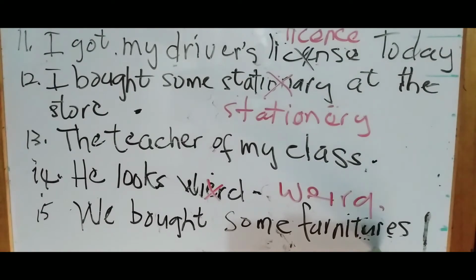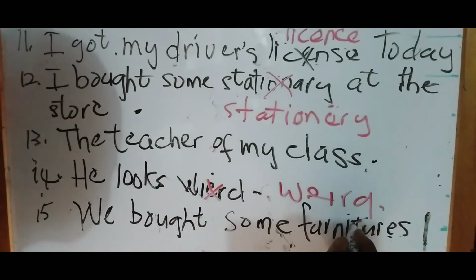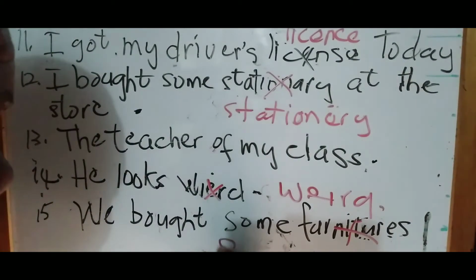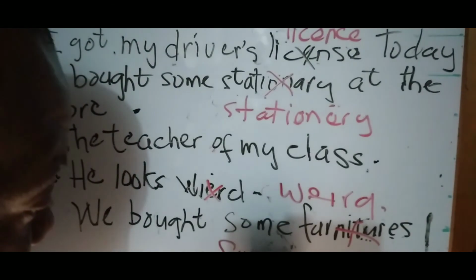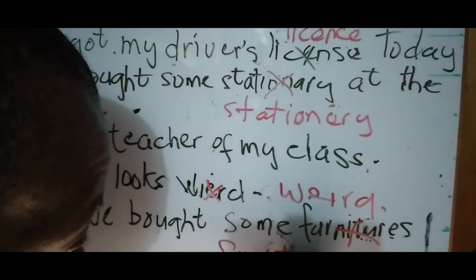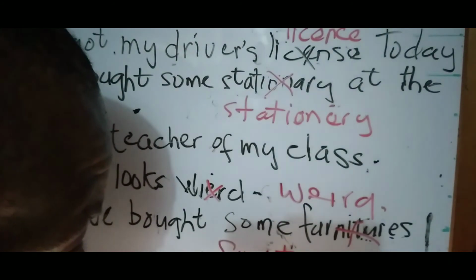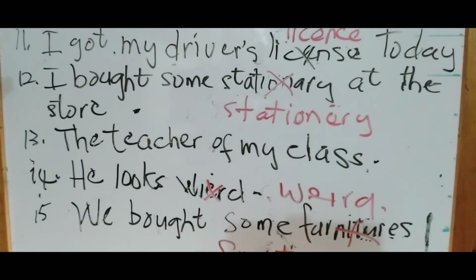And if you go back and look at the lesson that I did on countable and uncountable nouns, you will see where I mentioned furniture as one of those uncountable nouns. So you wouldn't say we bought some furnitures, because you don't add S or ES to uncountable nouns. They are always singular. So therefore, you don't say furnitures. So the incorrect word here is furnitures. So the correct thing to put is furniture without the S. All right, so that is the correct thing to say.